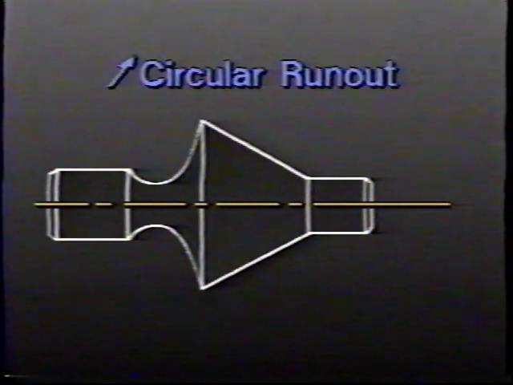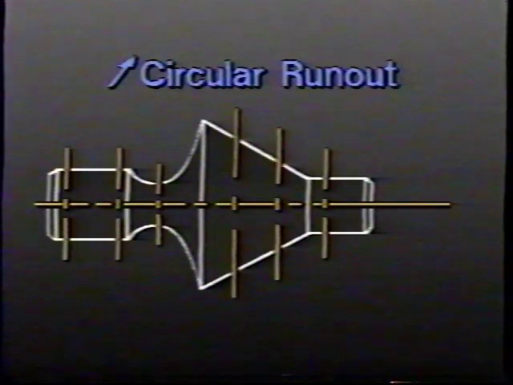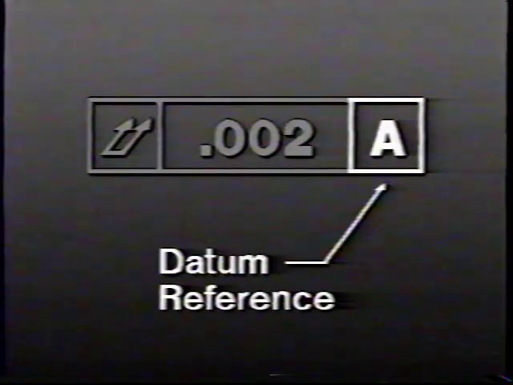Circular runout is the variation in one cross-section. Total runout is the variation over the entire surface. Runout tolerances also require a datum reference in the feature control frame.